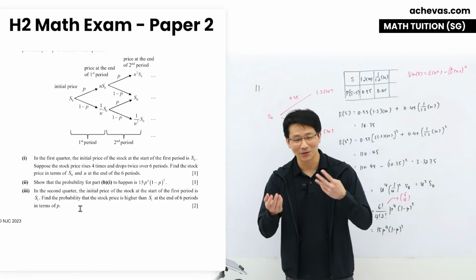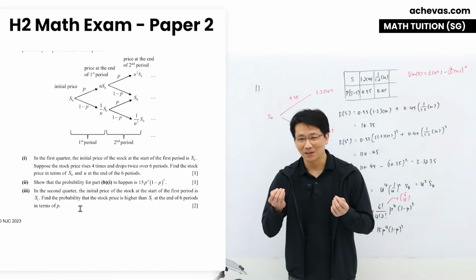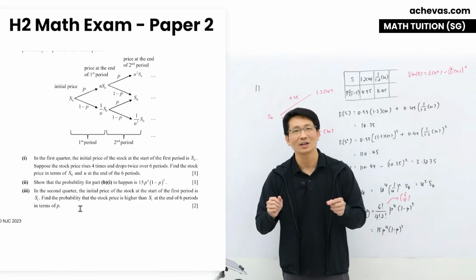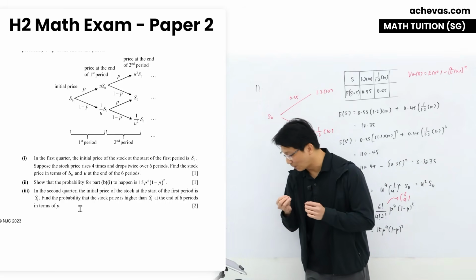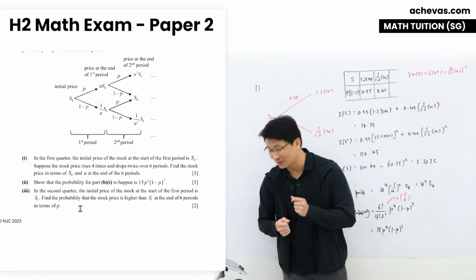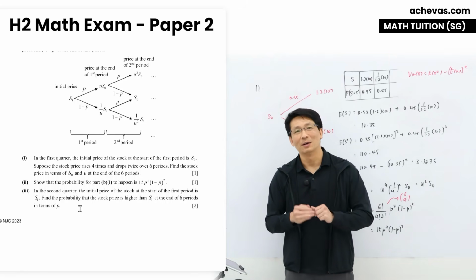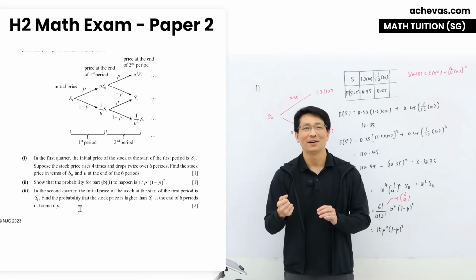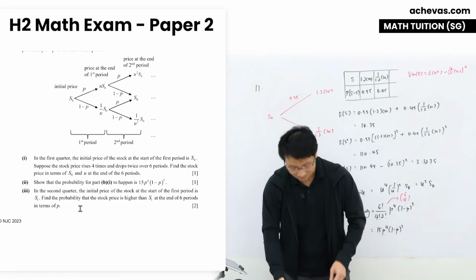The up is being neutralized by the down. So if you have 3 up, it's like u to the power 3. Then 3 down is like 1 over u to the power 3. So they kind of cancel out each other and the price remains the same. So in order for you to have a higher stock price after the 6 periods, the number of ups must be 4 and above. So it can be 4 up, 2 down, 5 up, 1 down, or 6 up, no down. So these are the 3 cases.